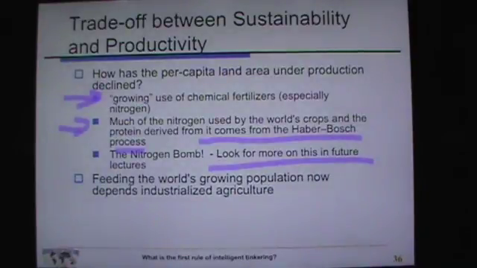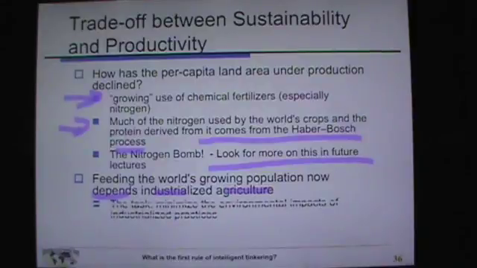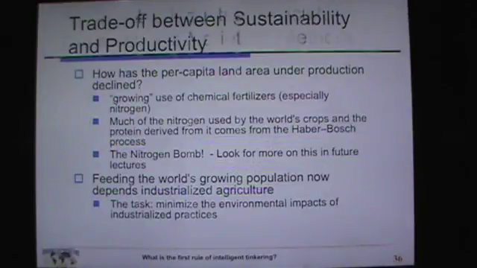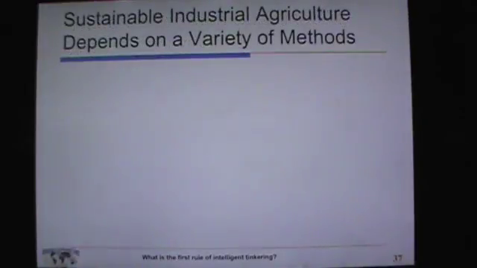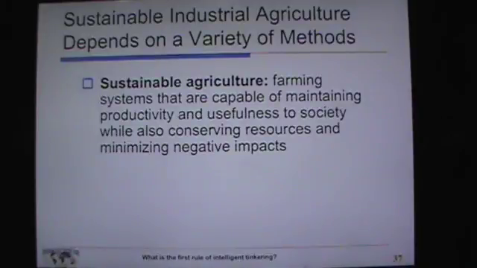Feeding the world's growing population now depends upon industrialized agriculture. We don't have a choice. The task: minimize the environmental impacts of industrialized practice. We do have a choice here. This is where modern techniques can greatly improve how we do things. Sustainable industrial agriculture is possible.